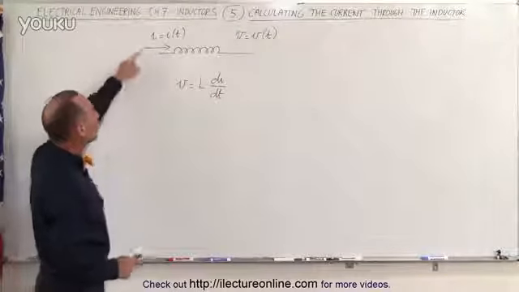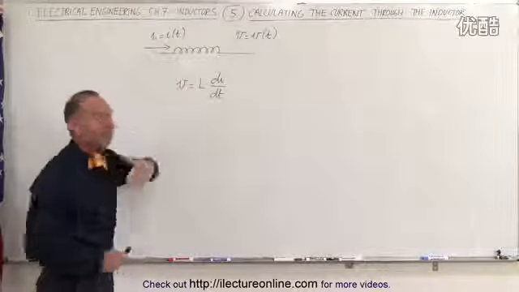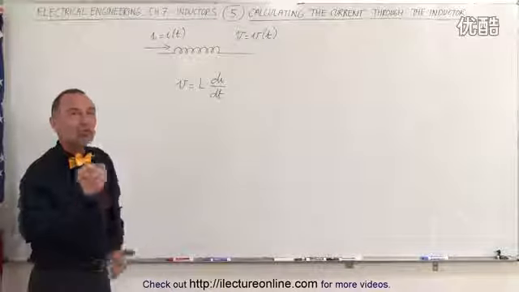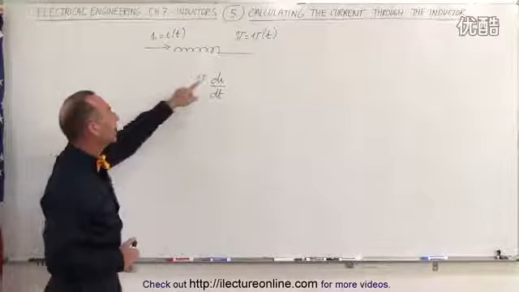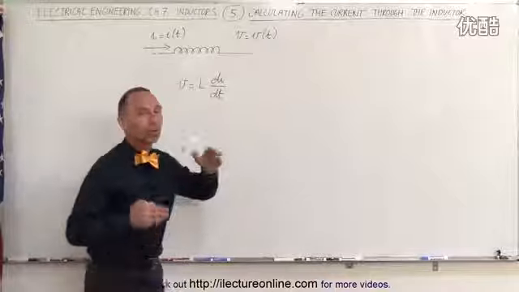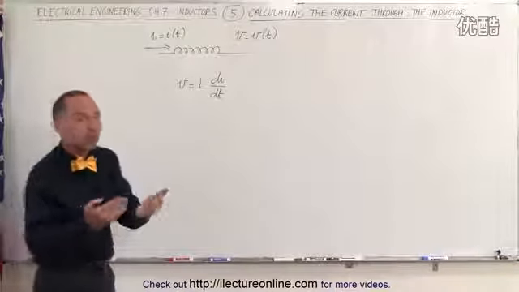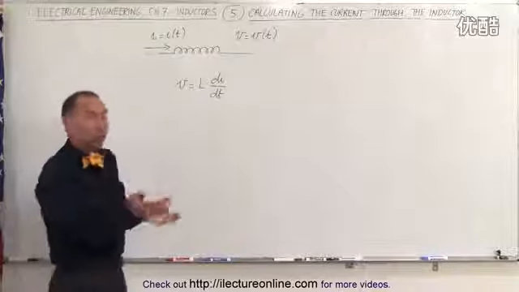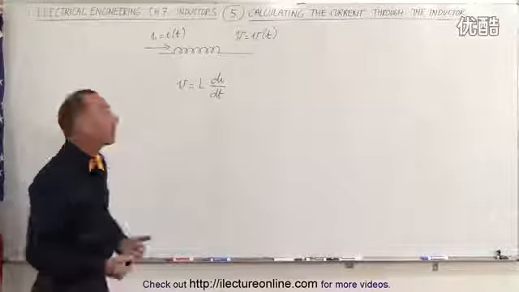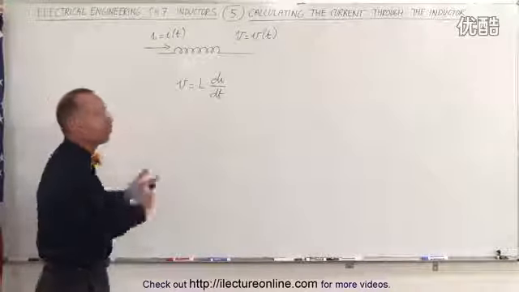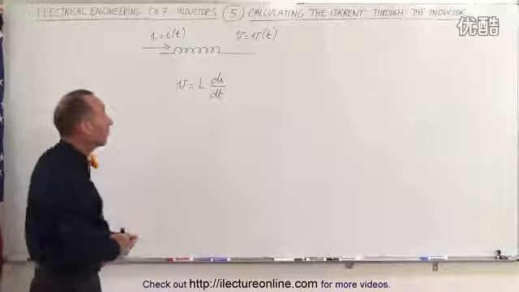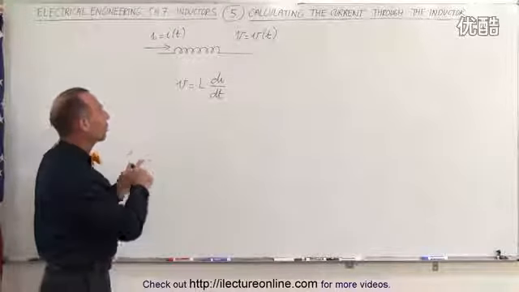Now, remember that the current going through the inductor typically is a function of time. It usually changes with time, and that is caused by the voltage across the inductor changing with time as well. Or sometimes the voltage of the source changes with respect to time, causing the current in the source to change with respect to time. So how do we find the current through the inductor?